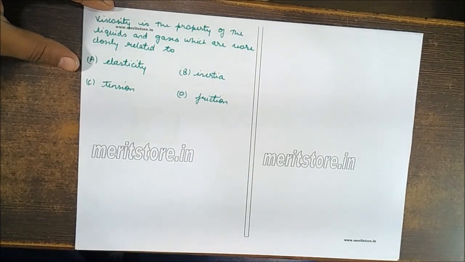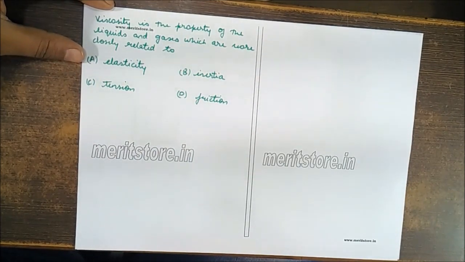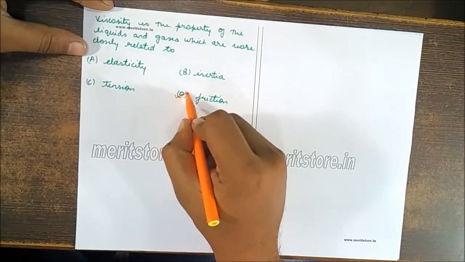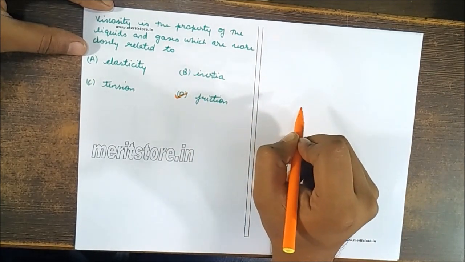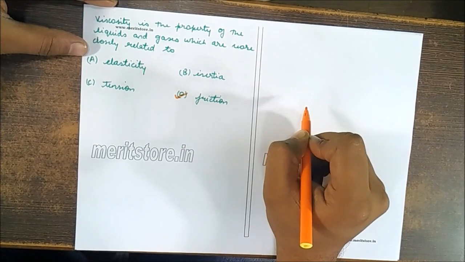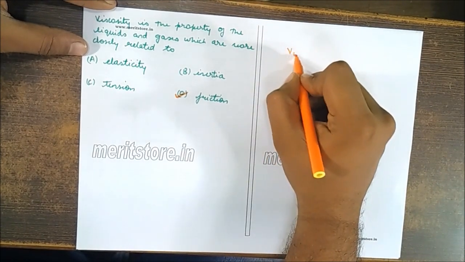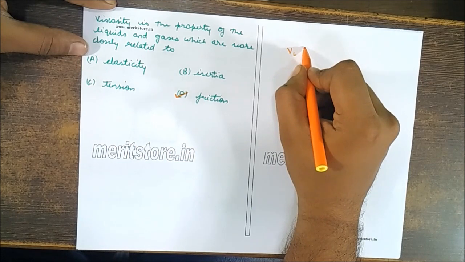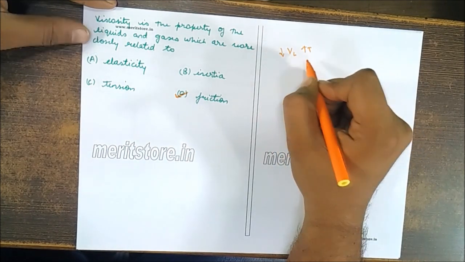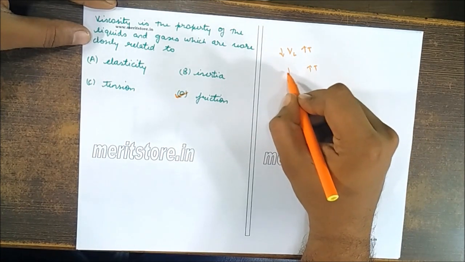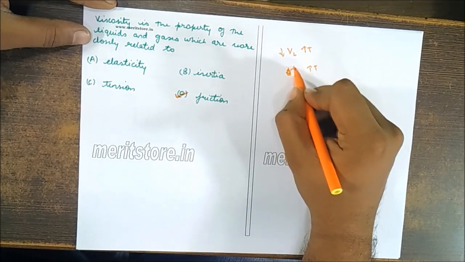Now viscosity is the property of liquids and gases which is closely related to: A. Elasticity, inertia, tension, friction. Now this is a very straightforward question. I would say this is friction, because what friction does for solids, viscosity does the same for liquids. And in liquids, if we increase the temperature, the viscosity decreases, while if we increase the temperature in gases, viscosity will increase.